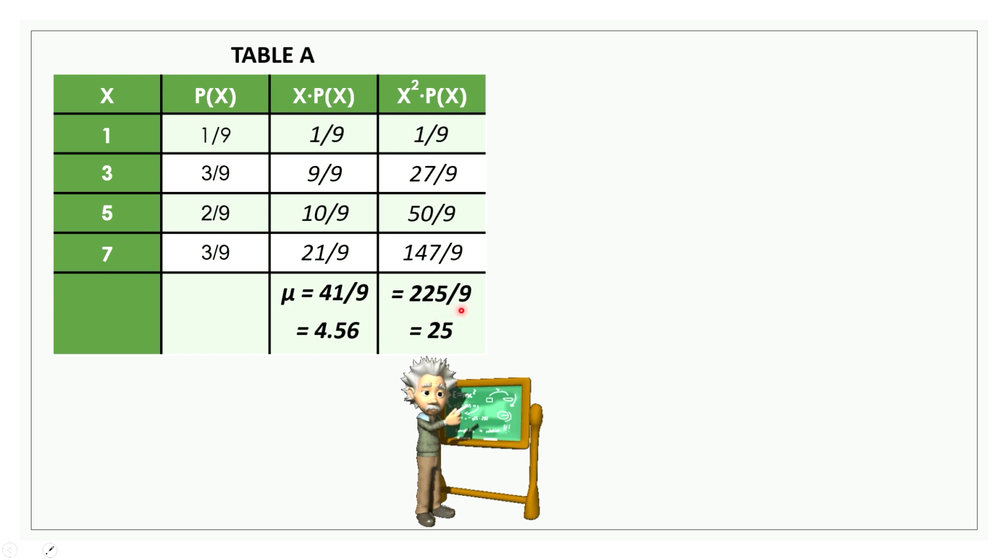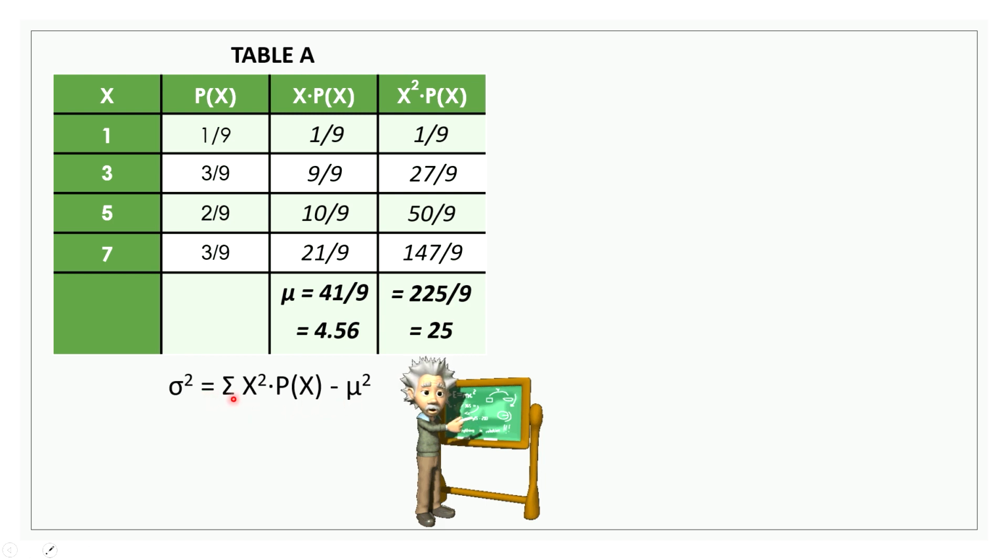So ngayon, makukuha na natin yung ating variance kasi meron na tayong value ng ating product of x and its corresponding probability, tsaka yung product of x squared and its corresponding probability. Ito na yung mga value nila. Ito yung mean, and then ito yung summation of x squared multiplied by p of x. So ito yung formula natin. We simply substitute its value.